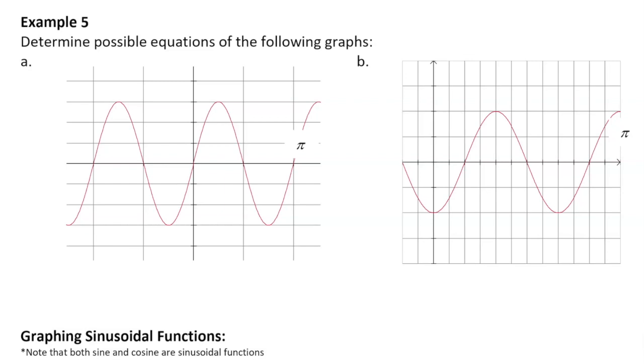If you take a look at this next example, we're given a sinusoidal function for both parts A and B, and it's asking us to determine possible equations for the following graphs. The first thing I'd say is there are an infinite number of possible correct answers for this. We'll give a couple of examples of what they could look like, but just know that potentially the solution that we give is something that I didn't show here.